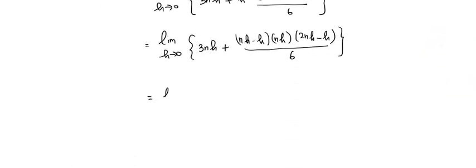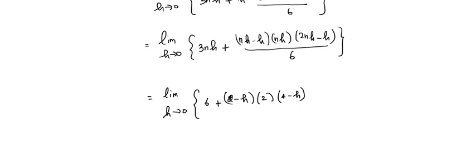If I substitute nh equal to 2, see what we get. Limit h tends to 0, 3 into nh. What is the nh value? 2. Therefore, 3 2s are 6, plus nh, which is 2 minus h. Next, nh, that is 2. Next, 2nh, nh is 2, so 2nh means 4 minus h. Whole divided by 6. See, I have eliminated completely the letter n from the expression.